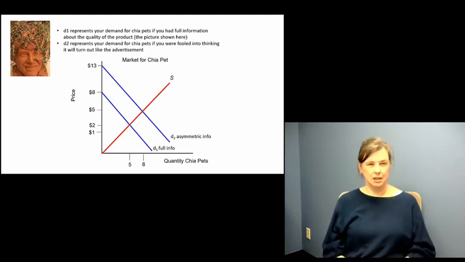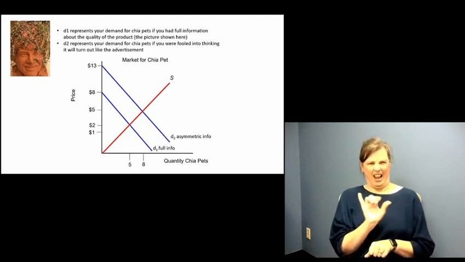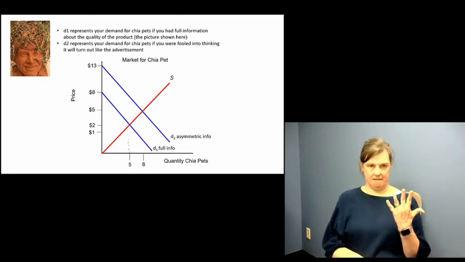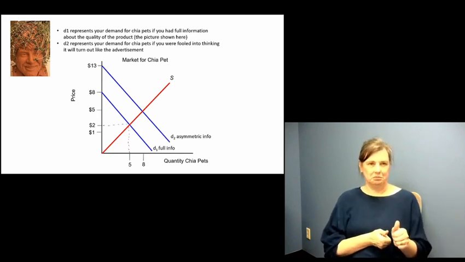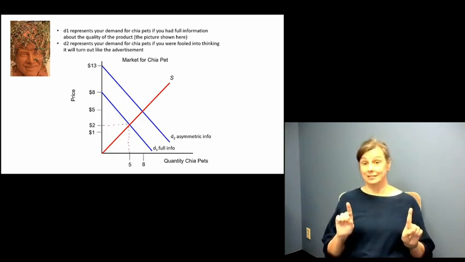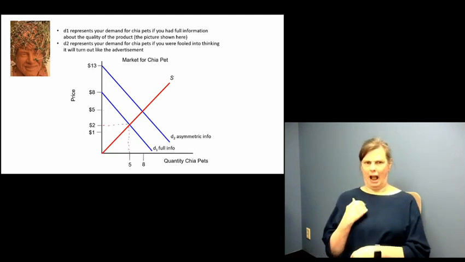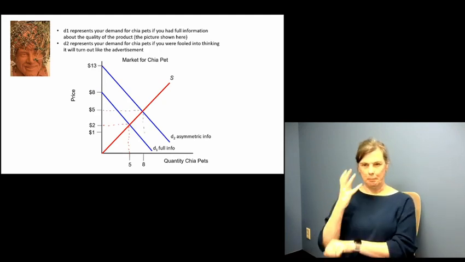So how many would we purchase if we had full information? Well, we would purchase 5 chia pets, and we'd only be willing to pay $2 per chia pet at that quantity of 5. But given that we were fooled into thinking that this product was going to be better, we thought that we were willing to pay $5 per chia pet and buy 8 of them.